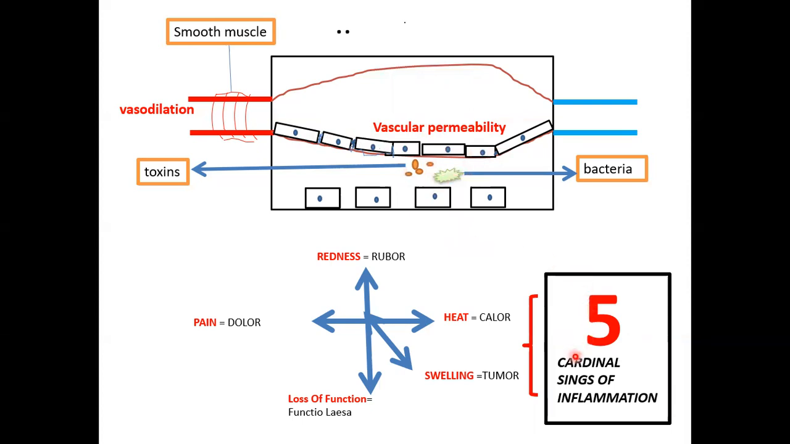We have the five cardinal signs of inflammation. We have redness, in Latin, rubor. Heat, calor. Swelling, tumor. But this tumor is not what happens in cancer.